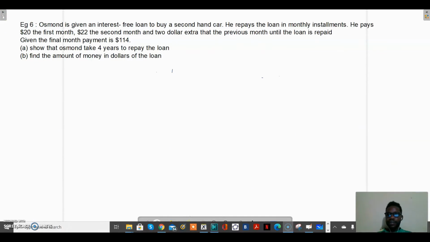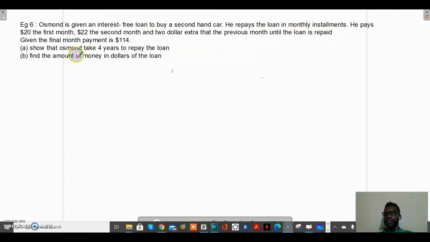Now here's an example of a real-life question. Osman is given an interest-free loan to buy a second-hand car. And by interest-free loan, we mean that there is no actual interest on the loan. Whatever he borrowed is what he's going to repay. He repays the loan in monthly installments.